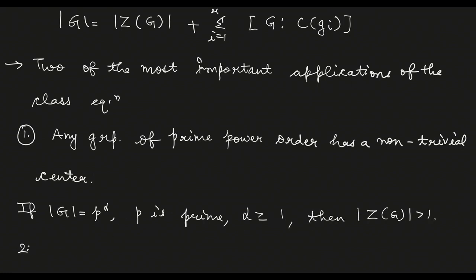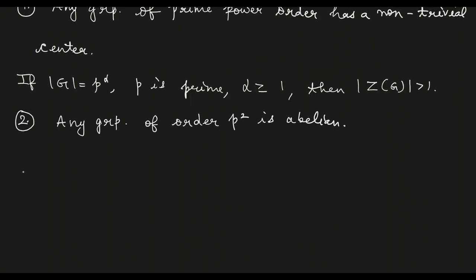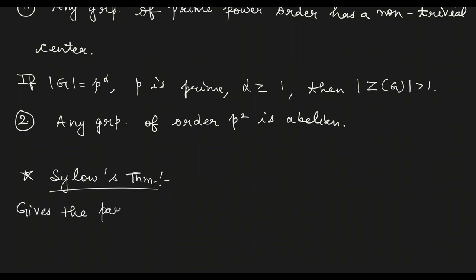Second, any group of order p square is abelian. Next, Sylow's theorem. This gives the partial converse for Lagrange's theorem.